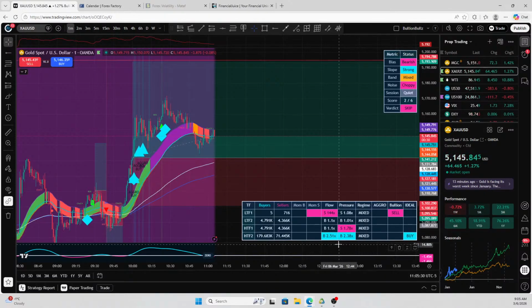Yeah, if this goes below 2, then that would be the first sign to just exit the trade, not holding it anymore.